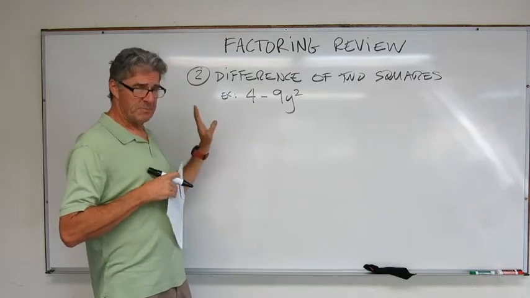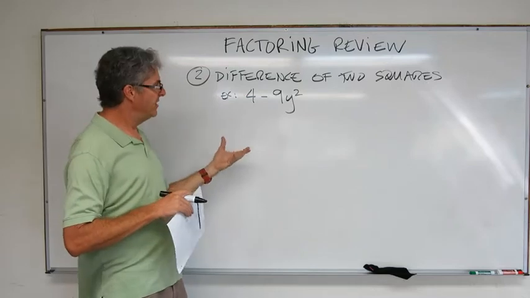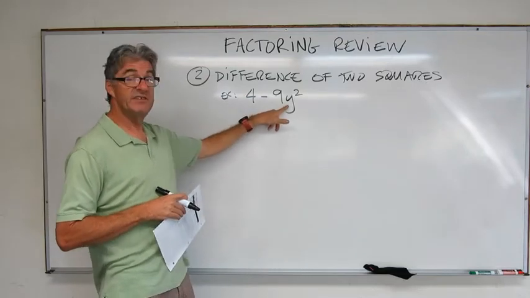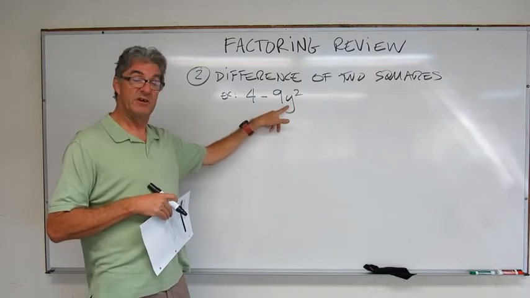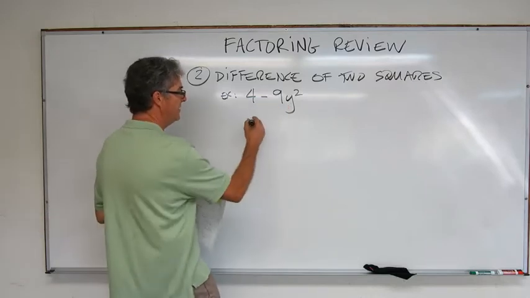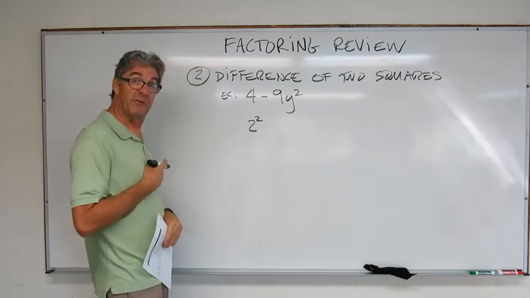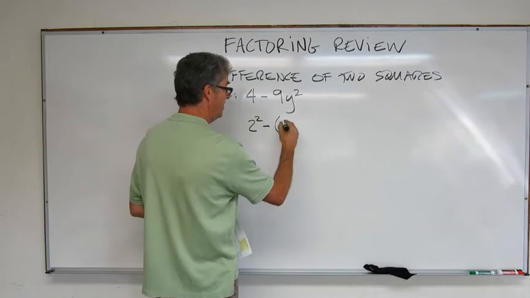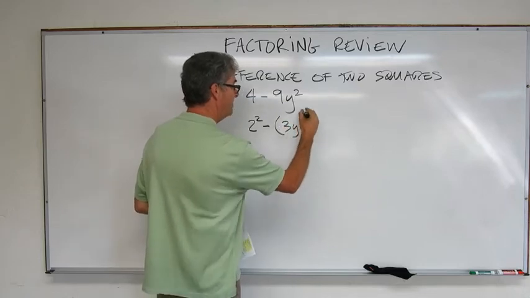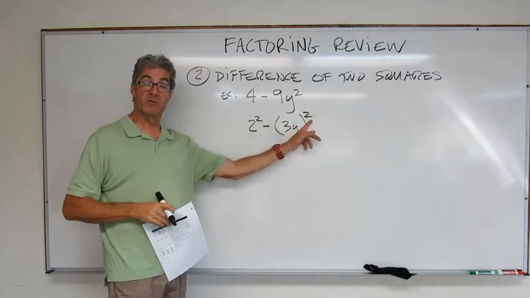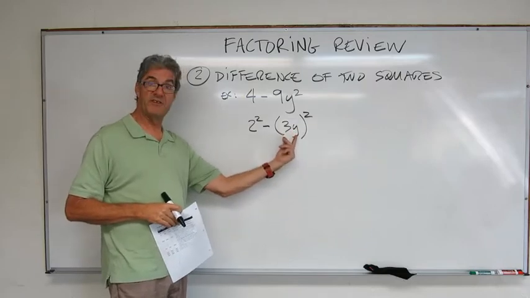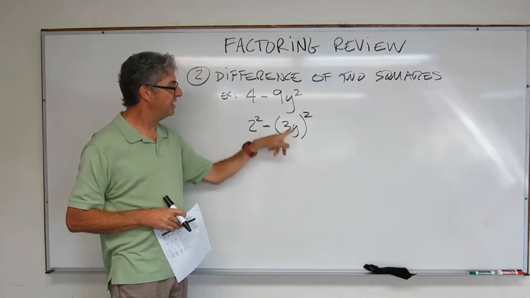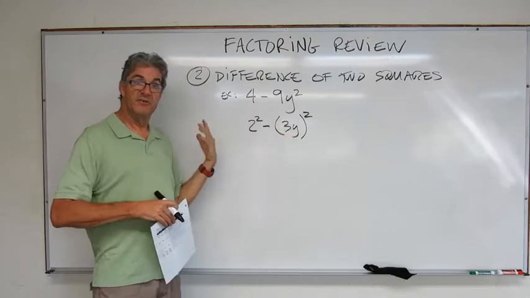So now, these are a little bit tricky because you have to kind of see what pattern you might notice. And both of these can be written as squares. So I'm going to redo that. This is 2 squared, okay? 4 is 2 squared, minus, this is 3y squared. Remember, when the exponent is outside of a parentheses, that exponent applies to both of these. So 3 squared is 9, y squared is y squared. So now we're set up.